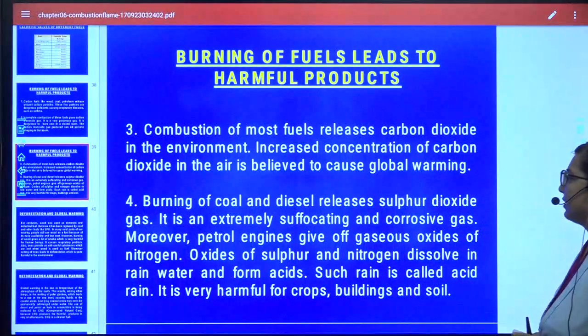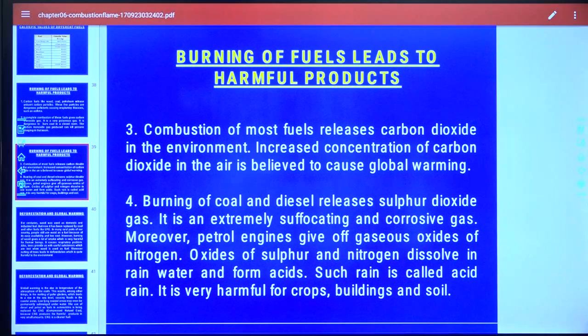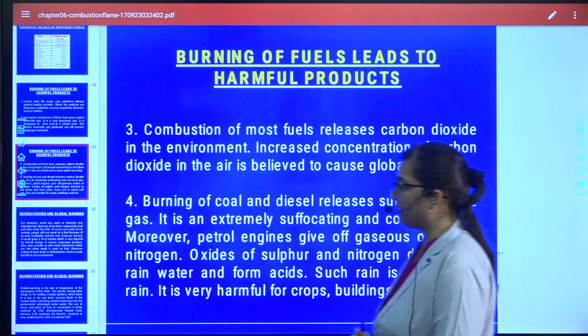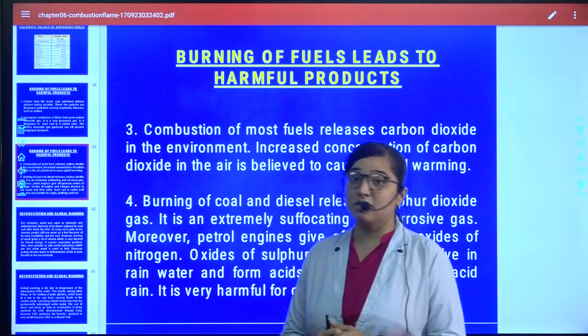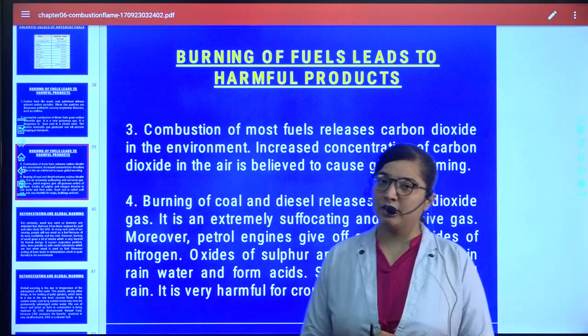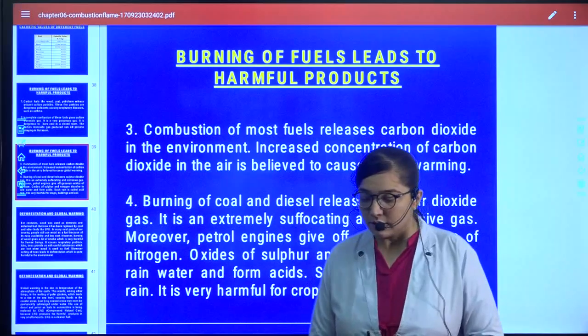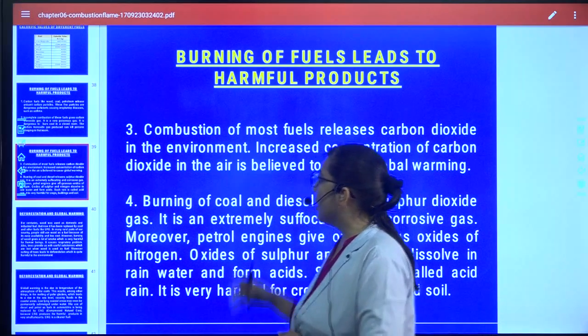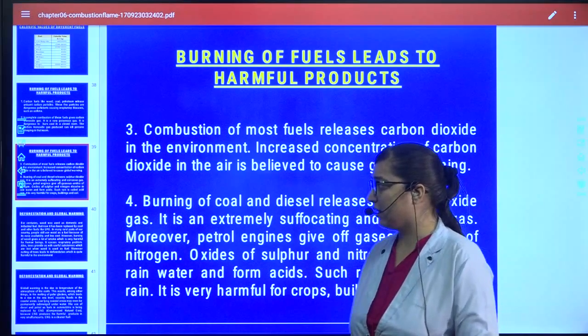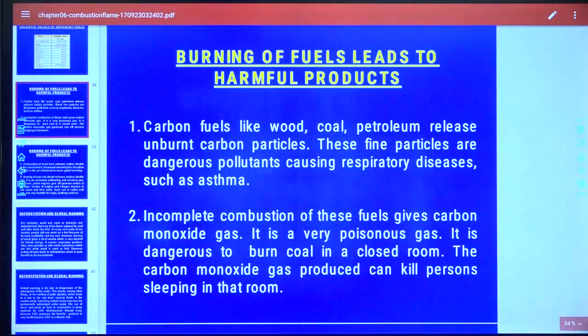Burning of coal and diesel releases sulfur dioxide gas, which is an extremely suffocating and corrosive gas. Petrol engines will give out gaseous oxides of nitrogen. Oxides of nitrogen and sulfur ultimately form acids, and when they mix with rainwater, it gives acid rain, which is again a dangerous thing for crops as well as for the animals living in the water, because ultimately the rainwater will go and mingle with the ocean waters. So this is how burning all these substances can create a problem. So that is about it. Please note down these 2 points quickly.